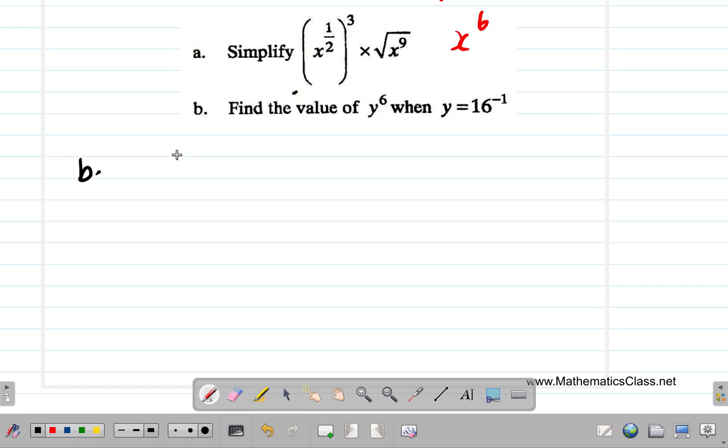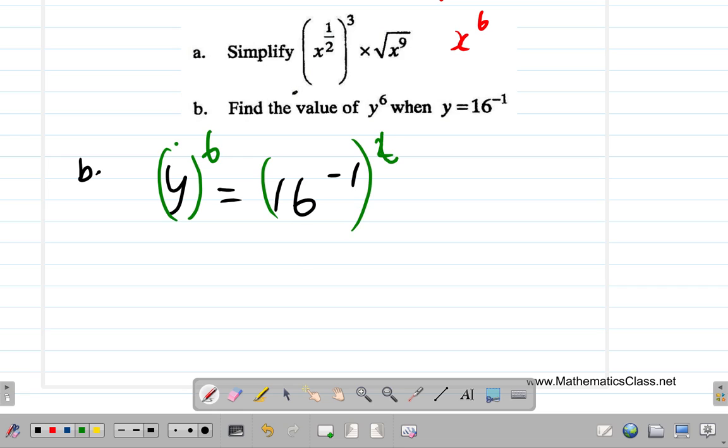Find the value of y to the 6th when y is equal to 16 to the negative 1. If you have y to the 6th, y is equal to 16 to the negative 1. If you have this raised to the power of 6, it means this is also raised to the power of 6. Alright? So therefore, y to the power of 6 is equal to 16 to the negative 1 to the power of 6. So you see that?